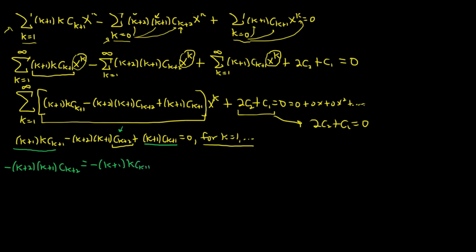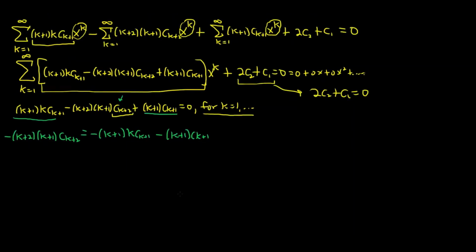Oh, never mind. I thought these were the same. They're different. Minus, they're close. K plus 1, c sub k plus 1. I didn't realize one of them has a k and one of them doesn't. Let's go ahead and divide by this.